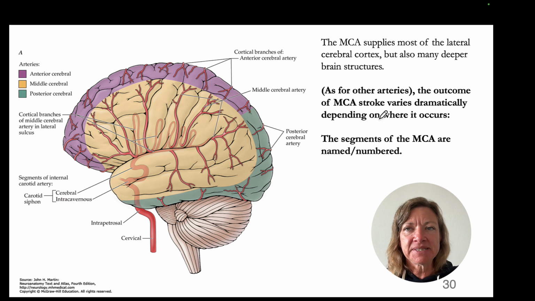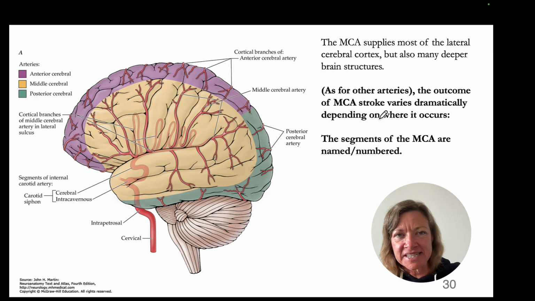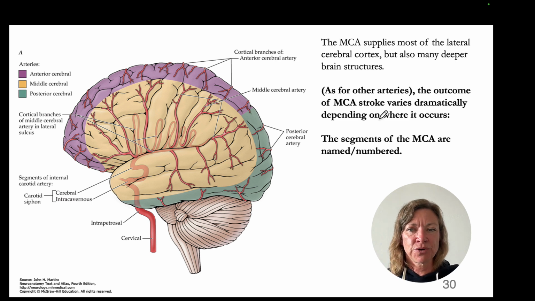Now, we've said that the MCA supplies most of the lateral cerebral cortex and also many of the deeper brain structures. Now, as for other arteries, the outcome of MCA stroke varies dramatically depending on where it occurs in the MCA circulation. And we really break this down for the middle cerebral artery because the deficits are quite different and sort of clinically apparent and interesting in terms of functional neuroanatomy.